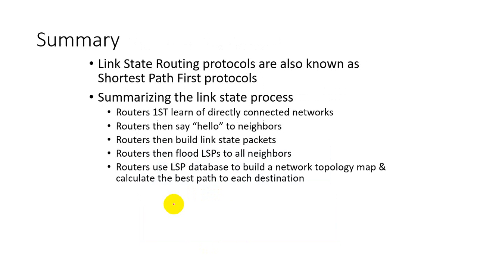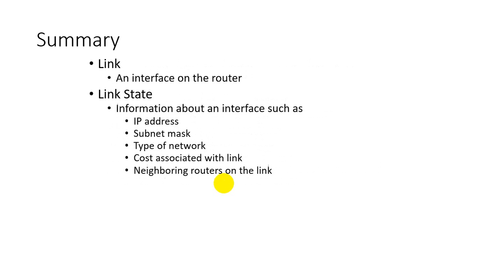So if we look at the summary, link state routing protocols are also known as shortest path first protocols. Summarizing the link state process: routers first learn of directly connected networks. Routers then say hello to neighbors. Routers then build link state packets. Routers then flood LSPs to all neighbors. Routers use the LSP database to build a network topology map and calculate the best path to each destination. Okay? Then the best path to each destination is chosen and the routing table is constructed as well.